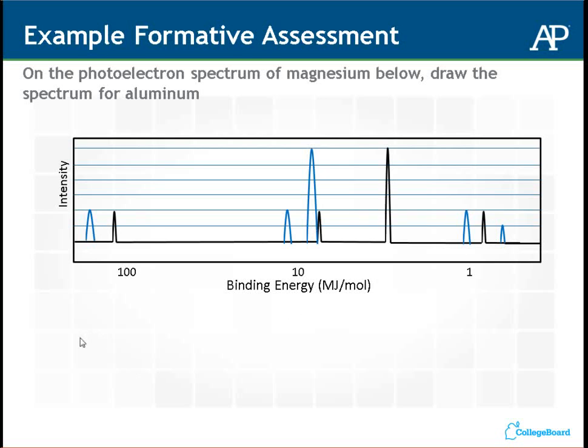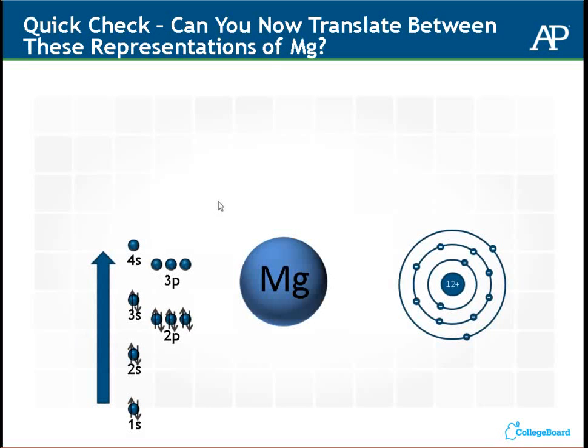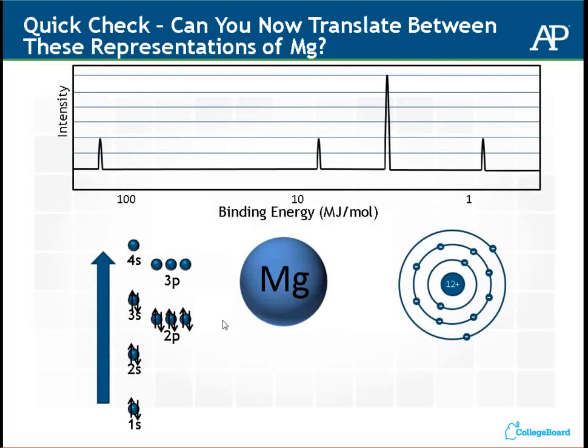Okay. So at this point, we should be able to translate between all of these representations of magnesium. Here's a picture of the magnesium atom. Here's Bohr's model. Now we also have this interpretation of where the electrons are placed, and this interpretation that sort of explains why we have this interpretation.